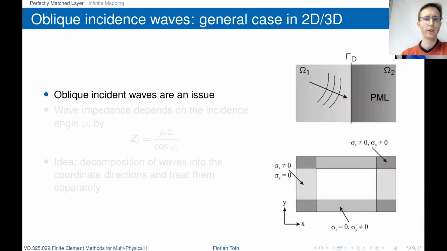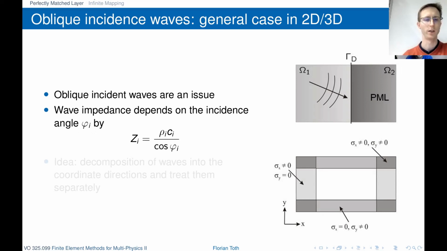However, in 2D and 3D, we have an issue because oblique incident waves are not that easy to treat. So here we can't use the simple reflection coefficient. Actually, we have to change the impedance formulation. We have to take the angle of incidence into account. However, since every wave can be decomposed as a sum of plane waves in the principal coordinate directions, we can choose a Cartesian perfectly matched layer.